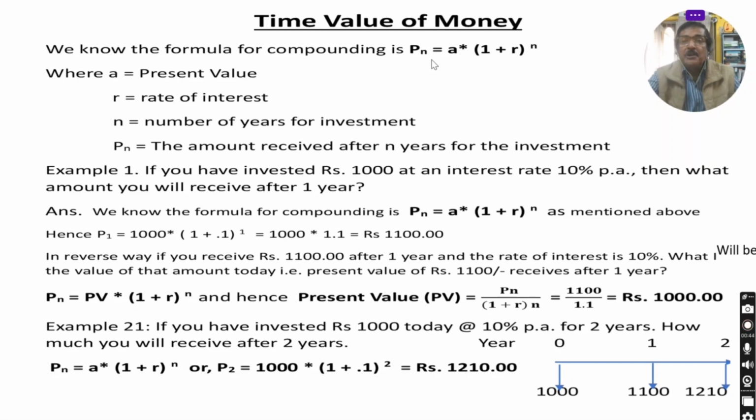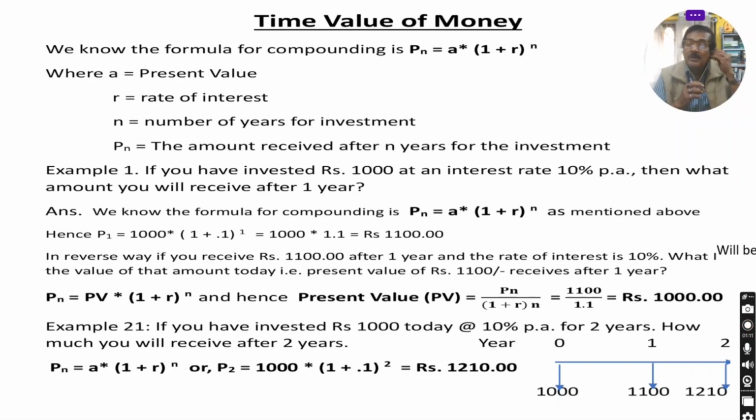This is the formula for periodic compounding. Periodic means periodical compounding. Say annually for 1 year, half yearly after 6 months compounding, quarterly after 3 months compounding, monthly, it may be even weekly compounding.